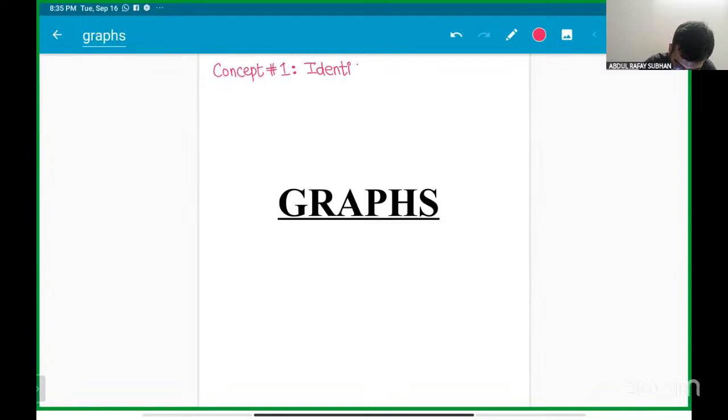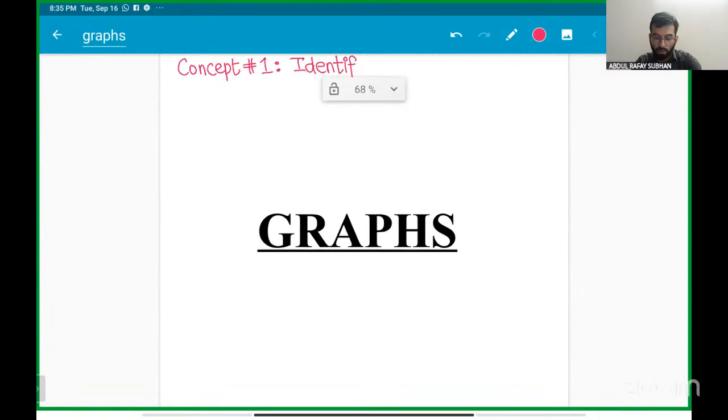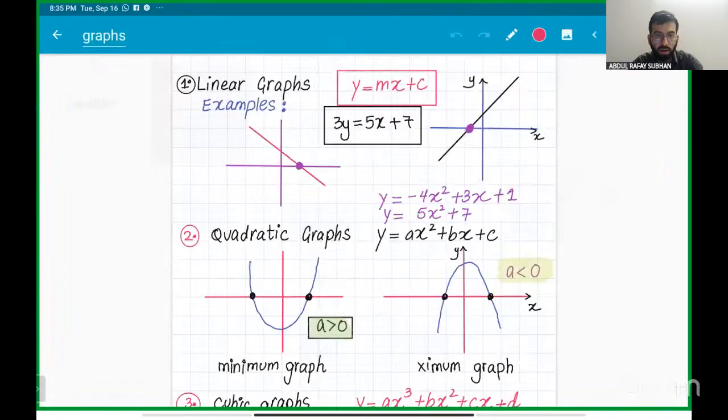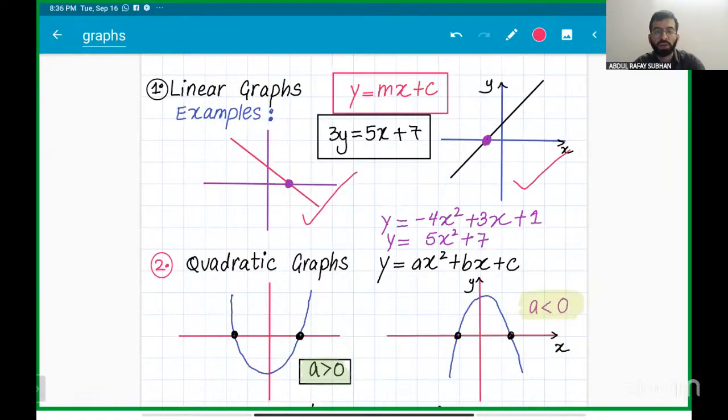Identification, identifying the graphs. Okay, exactly. So how would the linear graph look like? The linear graph would look like this. Acha, on graphs it will come. On graphs it doesn't come directly.